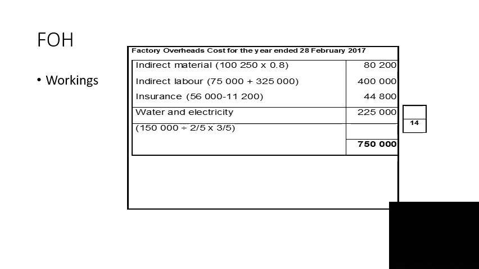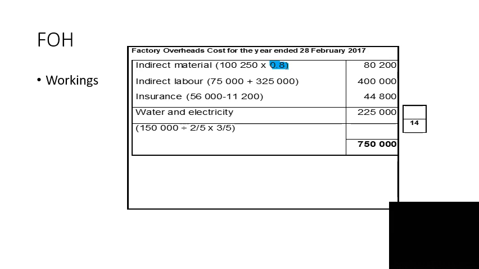Now in this third one, it is factory overhead costs for the year ended 28 February 2017. I had deliberately written indirect material. We know the note starts with indirect material, then indirect labor. Our indirect material, we are told that we have used a total of 100,250 and 80% of this amount goes to the factory. Like we said, one criteria of apportioning or sharing expense is using percentages. So 80% of this one will give us the 80,200.